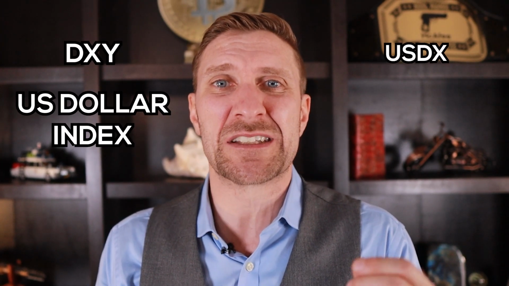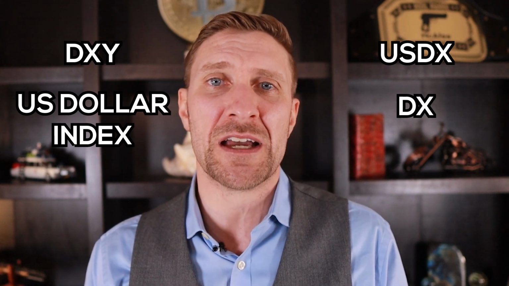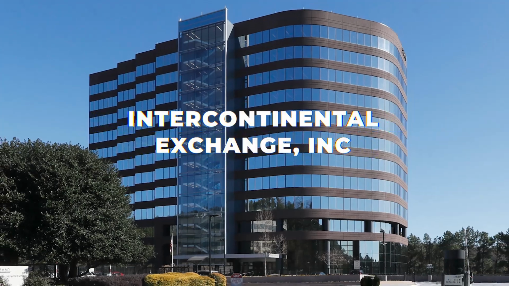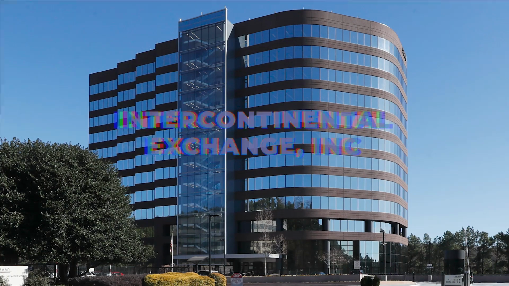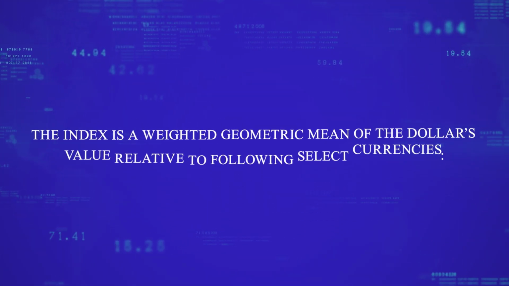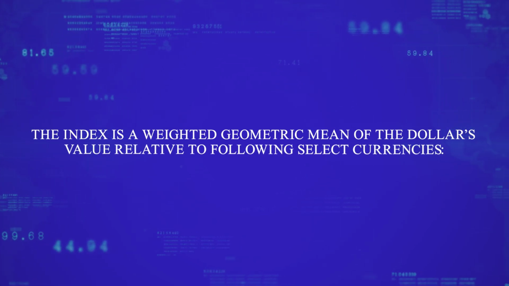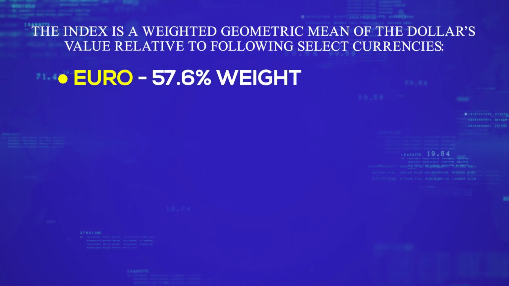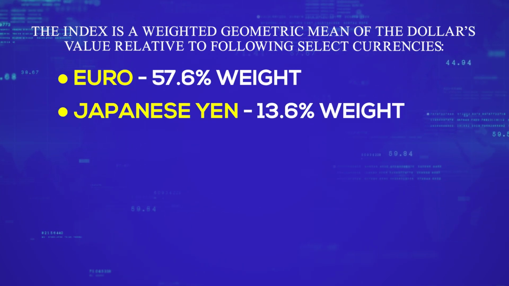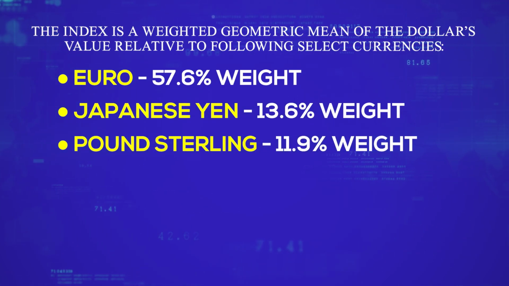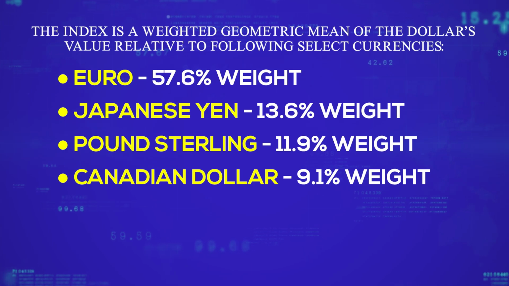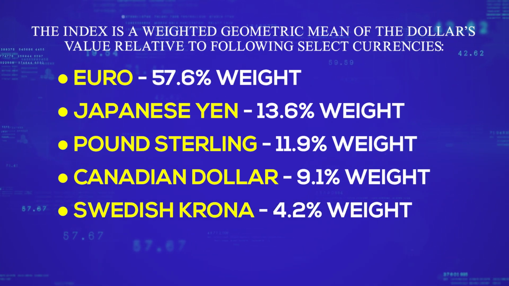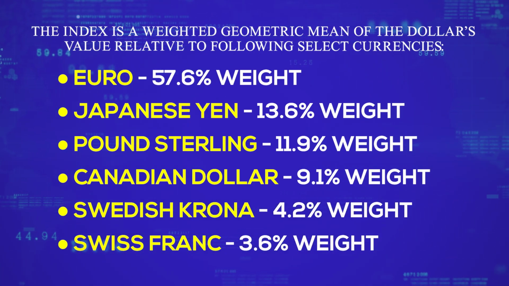The DXY, formerly the US dollar index, is known as the USDX, DX, or informally the DXY. The index is maintained and published by the US company Intercontinental Exchange Incorporation. The index is a weighted geometric mean of the dollar's value relative to the following select currencies: the euro at 57.6, the Japanese yen at 13.6, the pound sterling at 11.9, the Canadian dollar at 9.1, the Swedish krona at 4.2, and the Swiss franc at 3.6.